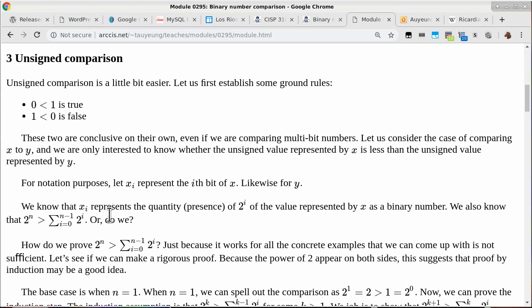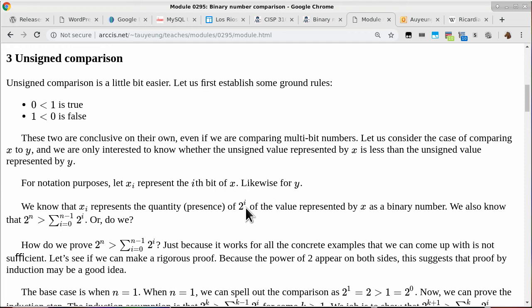So we know that x_i represents the quantity, or whether the presence, of 2 to the power of i because we are talking about base 2 numbers. Is this part of the sentence okay? We know that x_i represents the quantity, in parentheses presence, because it's either 0 or 1, so the quantity in this case is really the same thing as the presence or absence of 2 to the power of i. Is that part okay? Of the value represented by x as a bigger binary number.